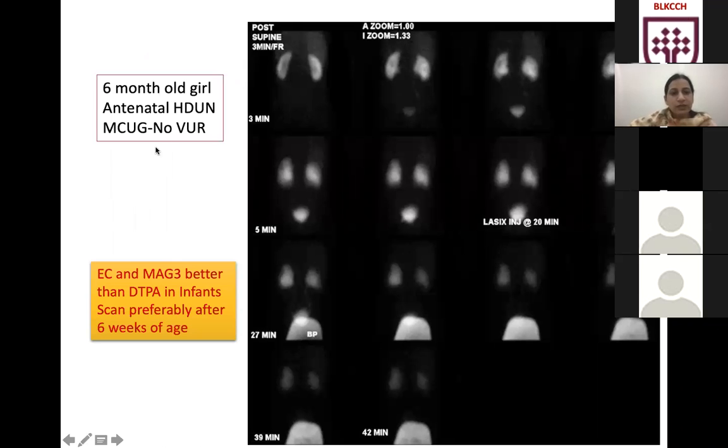So a 6-month-old girl with antenatal hydronephrosis, MCUG did not show any reflux. Here Lasix was given at 20 minutes. For infants, since GFR in the newborn period and infancy is low, it is maturing and reaches the adult values only by 2 years of age. And also tubular function is immature. So one should consider doing these scans only after 6 weeks of age. And EC and MAG3 are better than DTPA in infants.